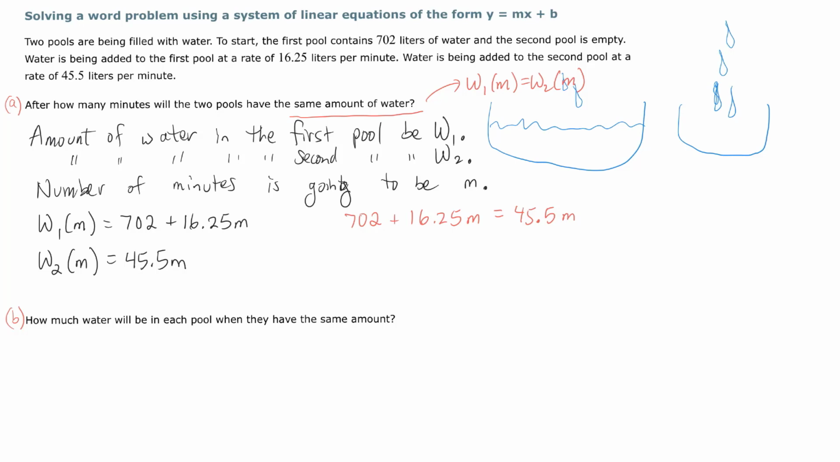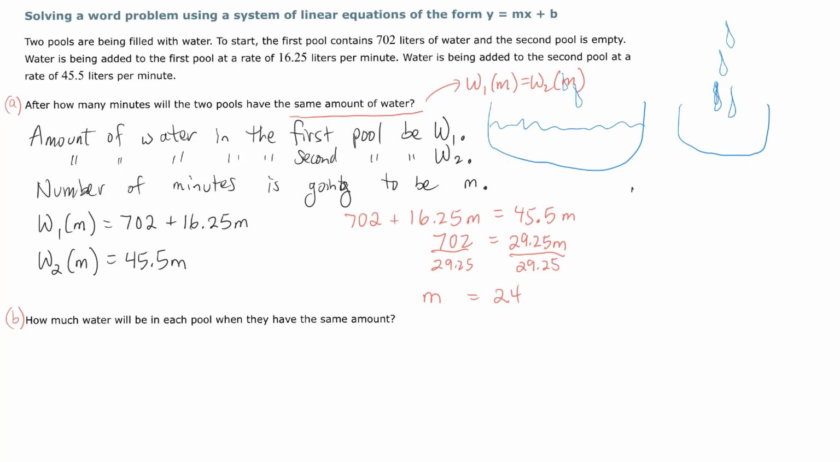What is 45.5 minus 16.25? It is actually 29.25 m is now equal to 702. Divide the entire side by 29.25, and we should get m. Let's figure out what that is. Turns out to be a nice even 24.